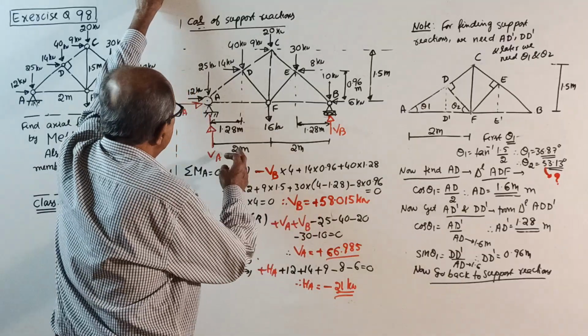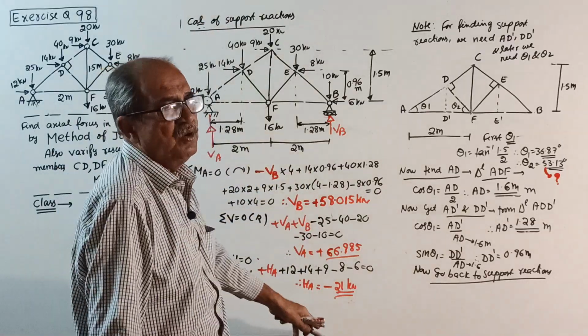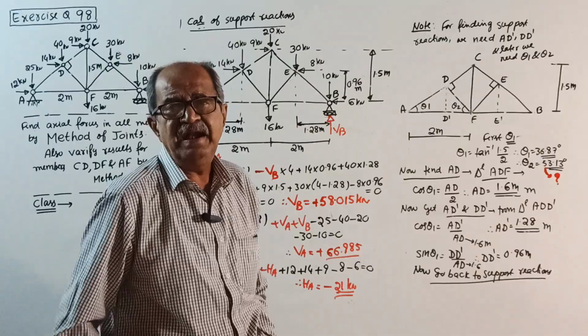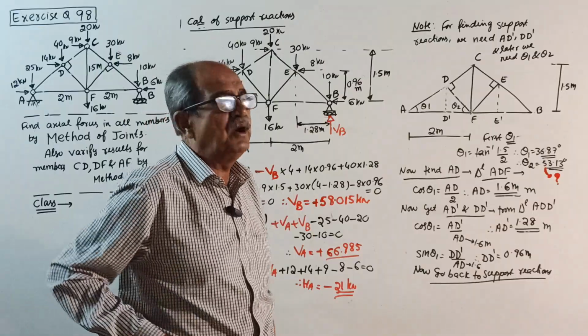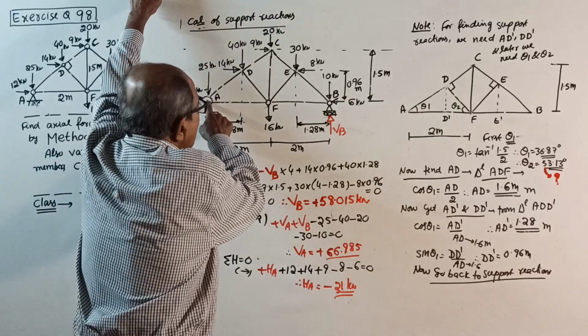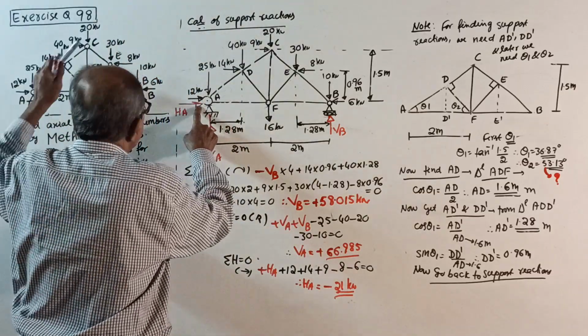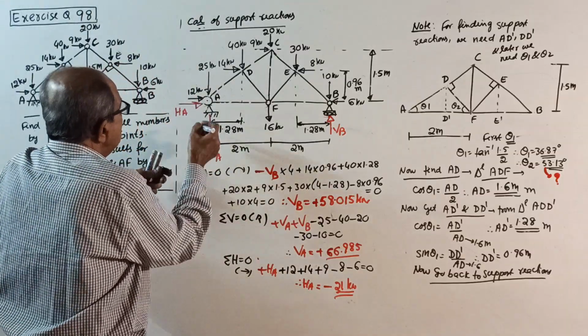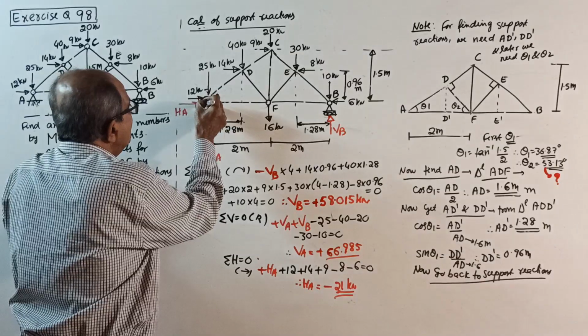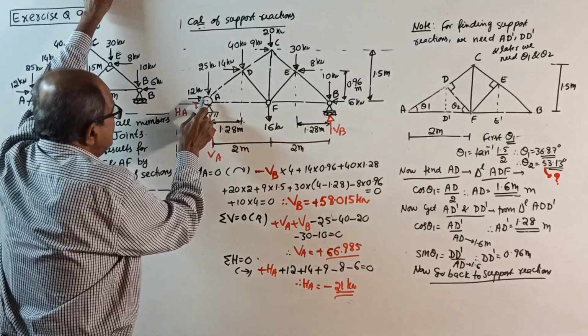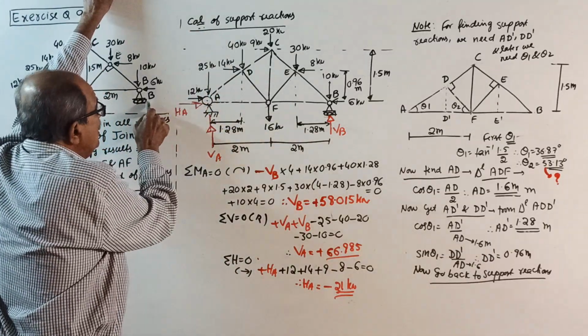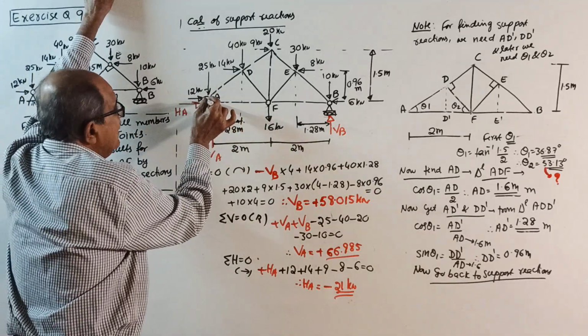Once you get VB, sigma V = 0, sigma H = 0, get the value of VA and HA. Now, one important thing: at A, there is a horizontal reaction, also one horizontal force. What you do is, write this hinge a little bigger here. Actually there is no gap here. They are collinear. Both are passing here.